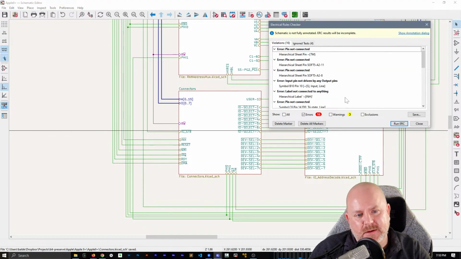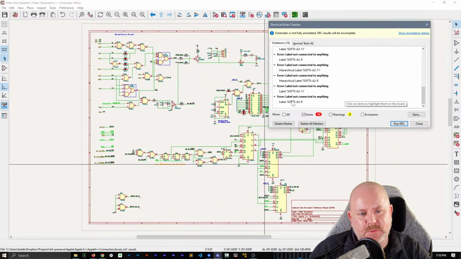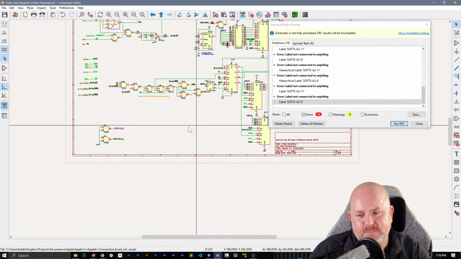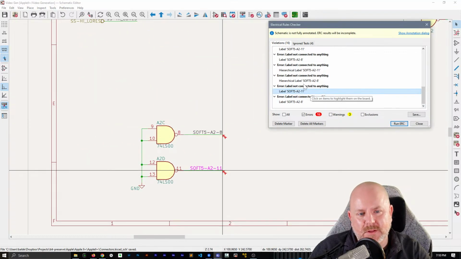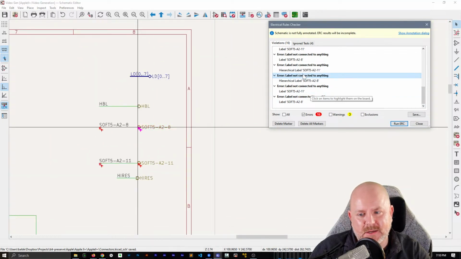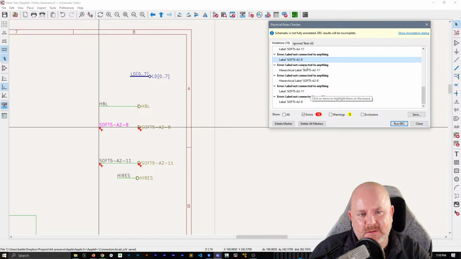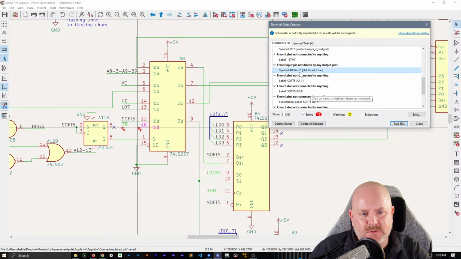Run this again, down to 16 errors. I'm skipping some of these because I don't care. Yep, I know that's not connected to anything. I know that's not connected to anything. That's not connected to anything. We're going to have to go find out what those are for because that's like 4 of our errors.